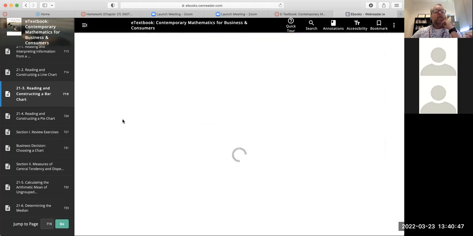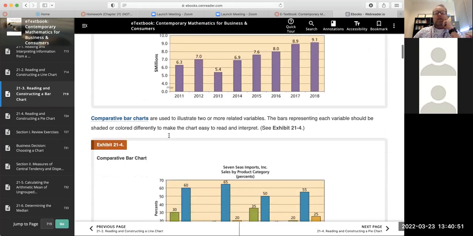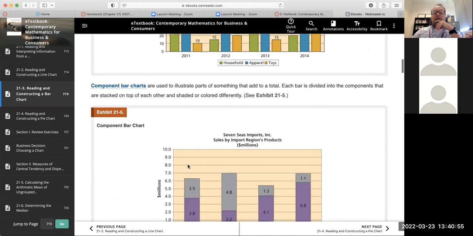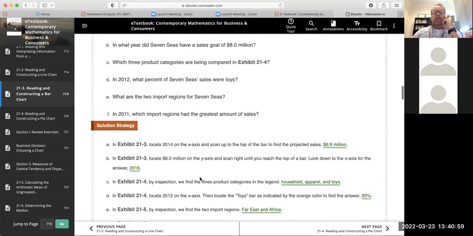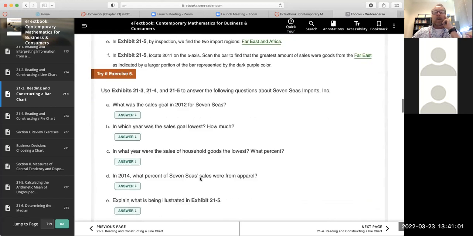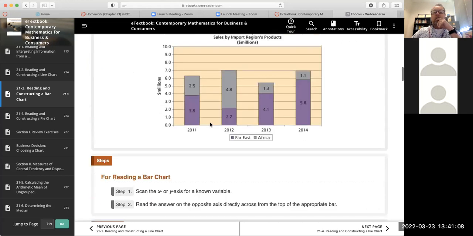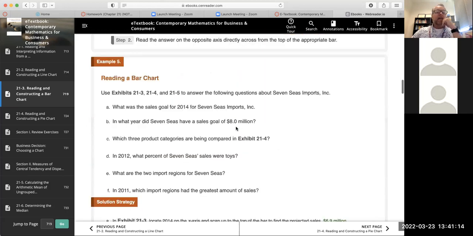And then in section 21.3, you're actually making a bar chart. This is where it gives you the data and you're mapping out the data. You're reading the chart, and I think later on it gets into actually mapping out a chart. So it's asking, for instance, what was the sales goal in 2012? You come up to the chart and look at the goals for 2012, which is right here. Anyway, I'm not going to go over any of that stuff.